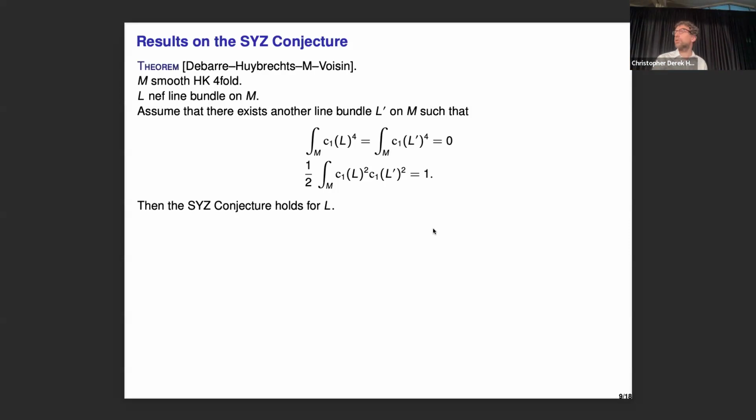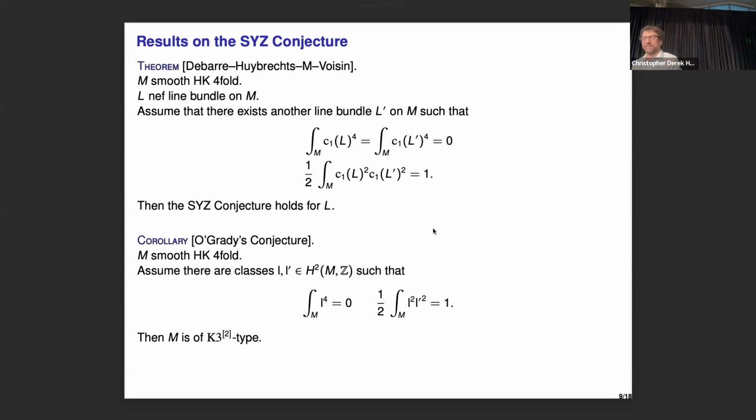Okay, so in this case the conjecture holds. But again, there is a small issue: it holds, then I have a Lagrangian fibration structure, and I can use it to say something about the manifold. And what we get as a corollary is that it is not a new example. Once I have this condition and I have a fourfold, then it's one of the things we know.